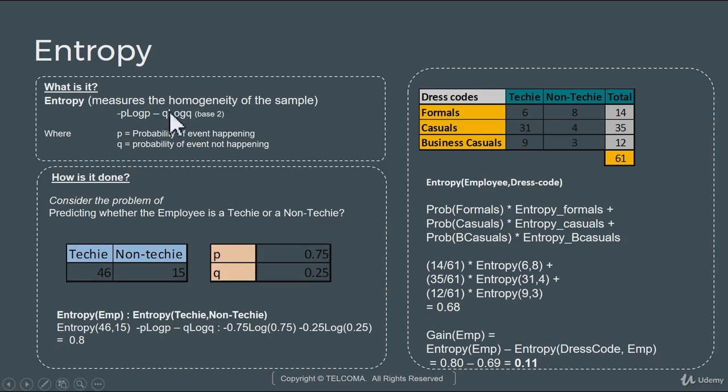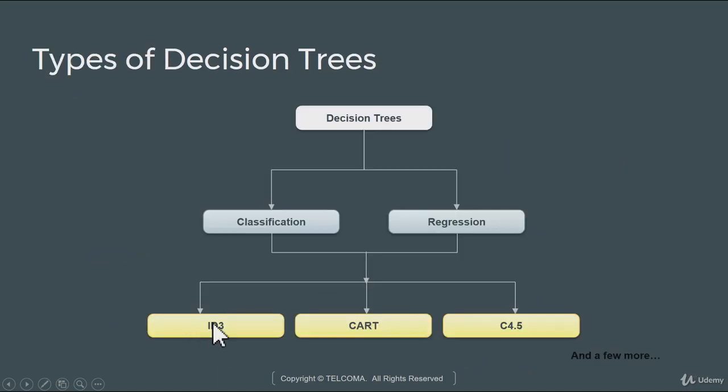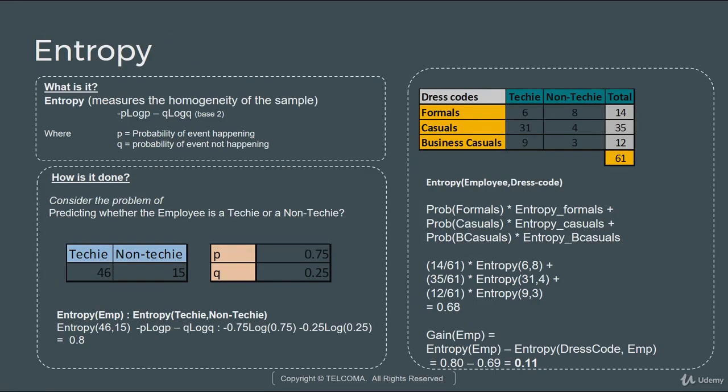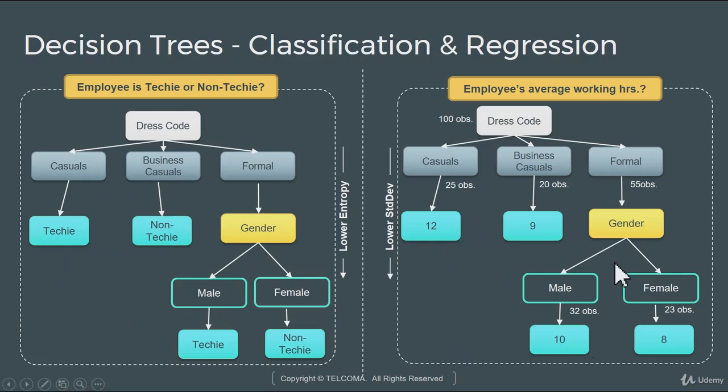Just like information gain, we have standard deviation reduction, which can be used in ID3 for regression. You select the root node and the subsequent nodes based on the criteria of standard deviation reduction. So let's look into a basic example. The moment you go from the root node to the leaf nodes, you go on the basis of lower entropy in the case of classification. And in the case of regression, you can go for lower standard deviation.